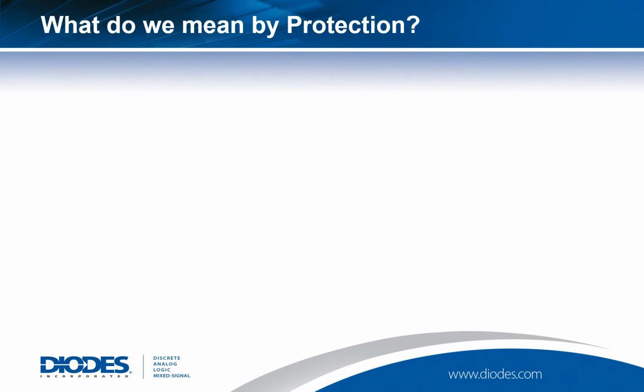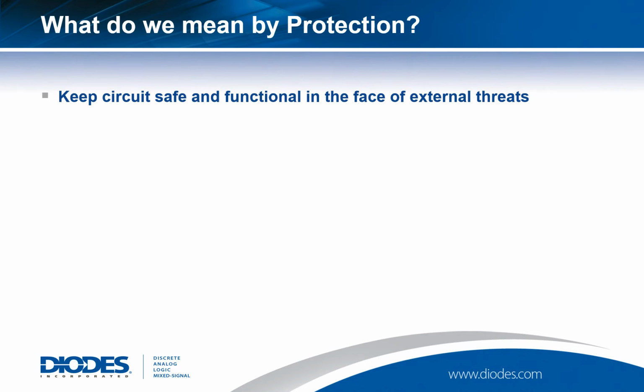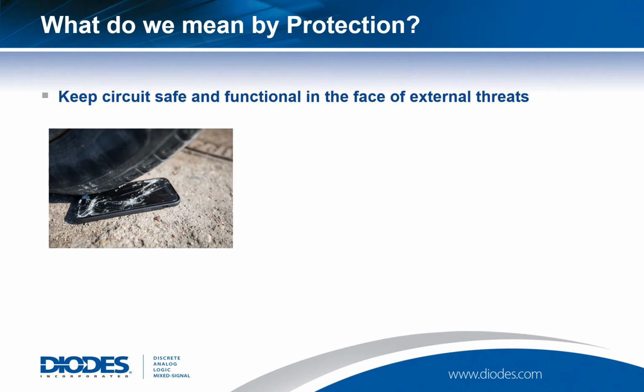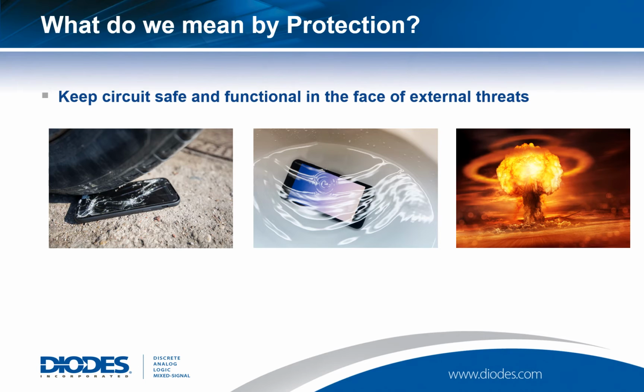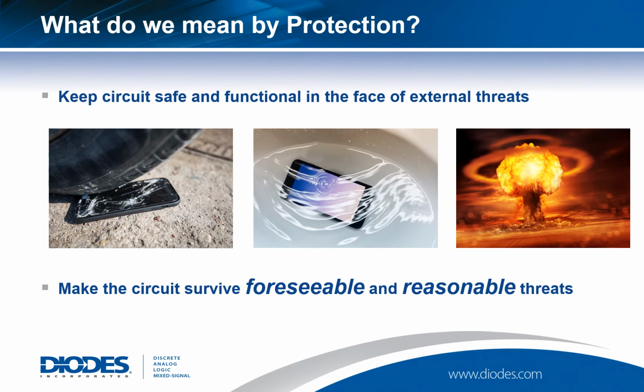What do we mean by protection in the context of an electronic circuit? We could start with this as a definition. Keep the circuit safe and functional in the face of external threats. What sort of external threats? Well, what about this? What about this? What about this? Of course, we can't protect against everything. So let us make the circuit survive foreseeable and reasonable threats.